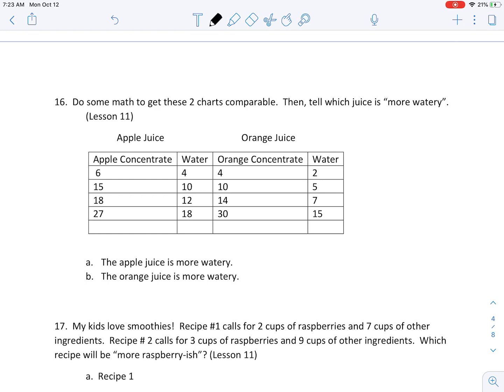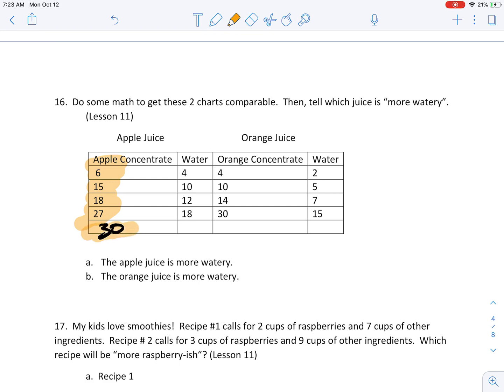Number 16 says do some math to get these two charts comparable, then tell which juice is more watery. Okay, we're trying to figure out which one has the most water compared to its juice concentrate. There are many different ways to complete this problem, but the easiest way I found is just completing the table. Okay, we'll look at the apple concentrate column. We know we're counting up by 3s, it's just skipping numbers. So it started off at 3 and then went to 6, 9, 12, 15, 18. Okay, skipped all the way to 27. So the next one would be 30.